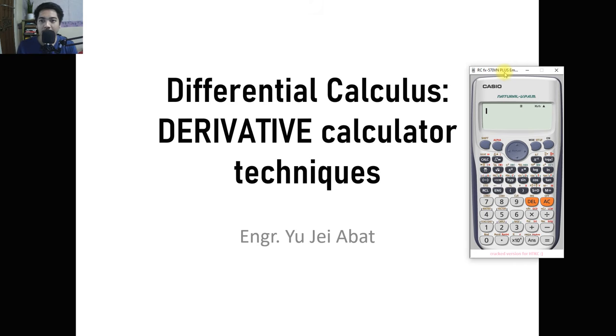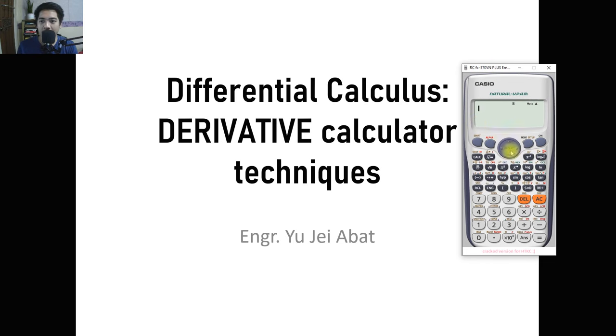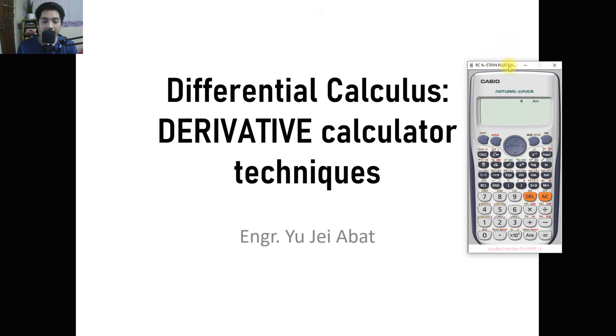Before that, we must make sure that our calculator is in derivation mode. So we have the shift mode, 4. So we have a radian mode. Please convert your calculator into radian mode in case there will be a transcendental function involved in the calculation of the derivative. Okay, so let's get started.